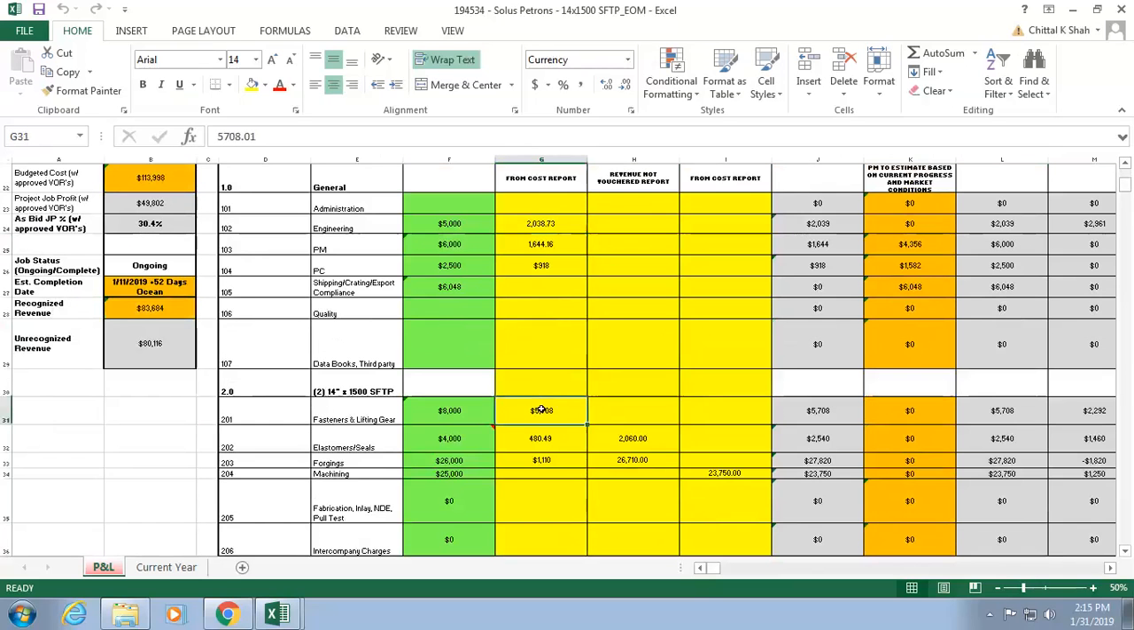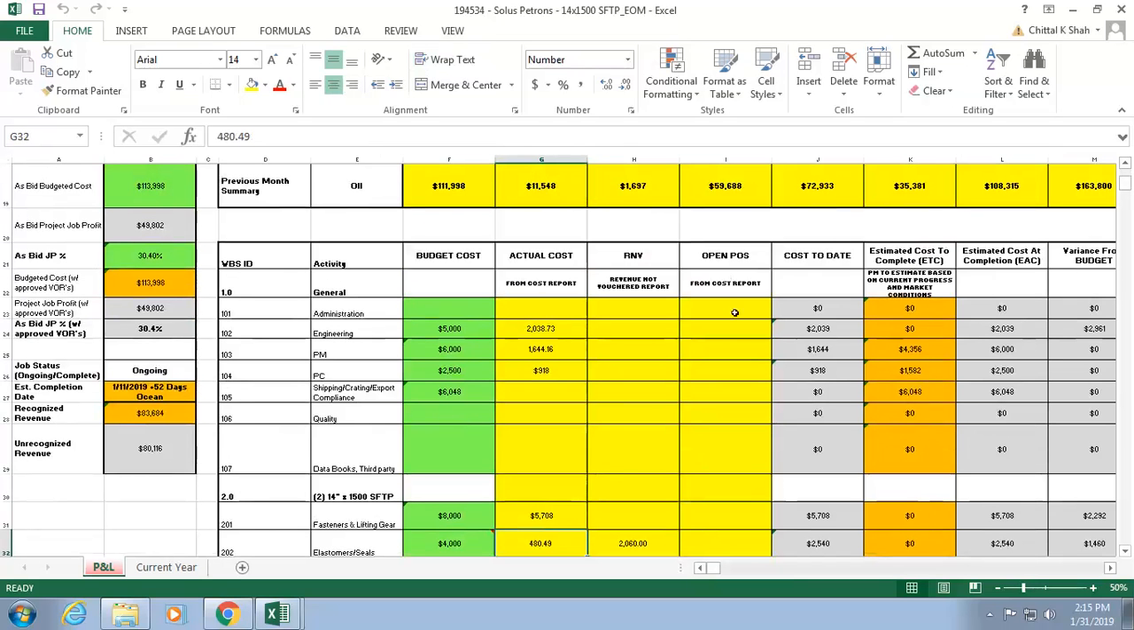So the actual cost is when a PO is received or when actual timesheets are entered and approved, those costs will be hitting over here. There'll also be cost which will be in this bucket or this section, which is open POs. So when you have POs cut but they are not received, they will show up over there in that bucket, right?